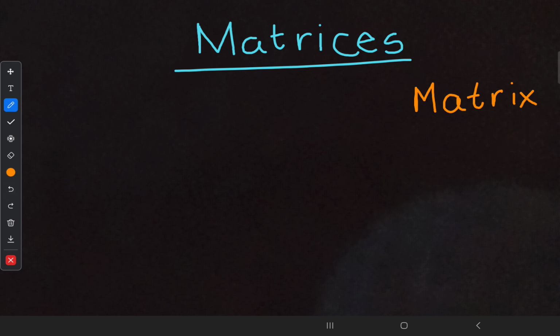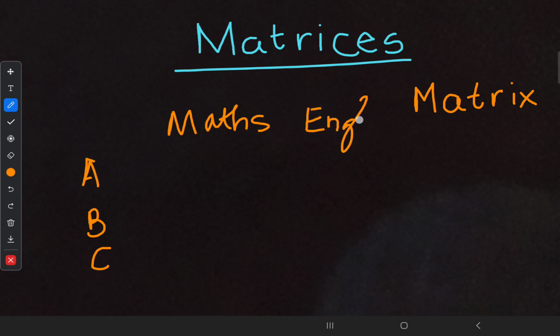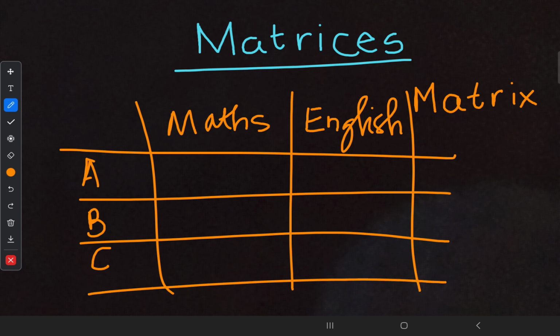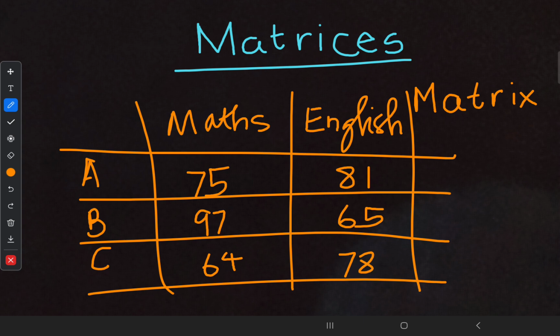When I give you data like this, the students A, B, and C receive marks in math and English. This is the data set given. I'll use a table to indicate their marks separately. Here A received 75 marks in maths, B received 97, C received 64. In English A got 81, B got 65, and C got 78. This is the given data set.